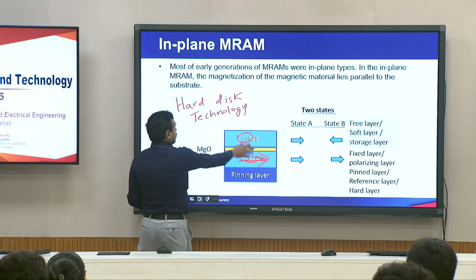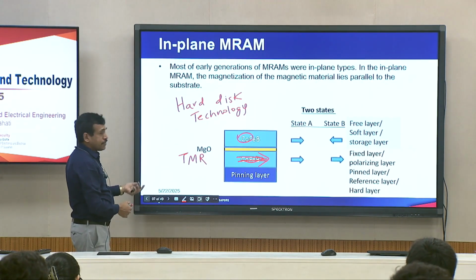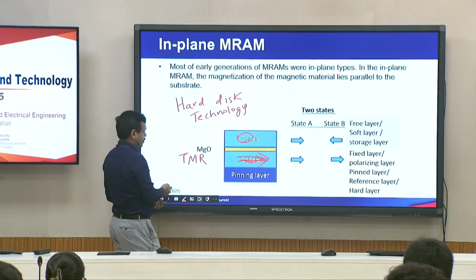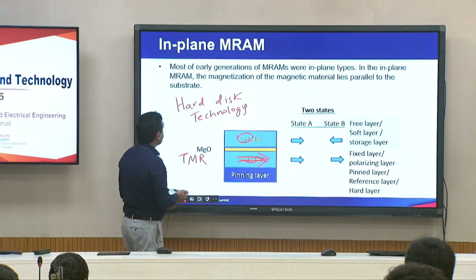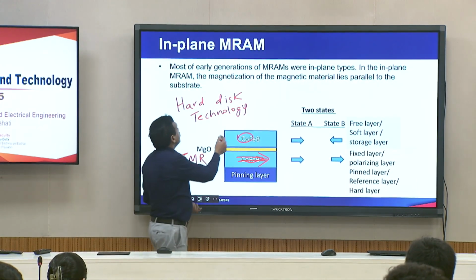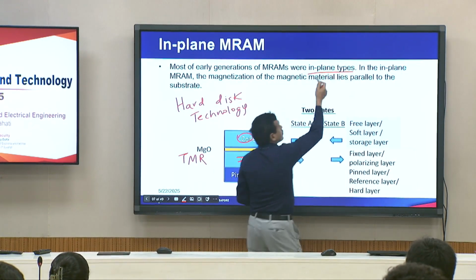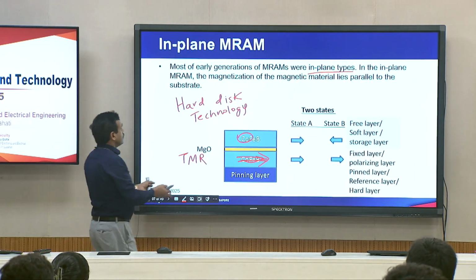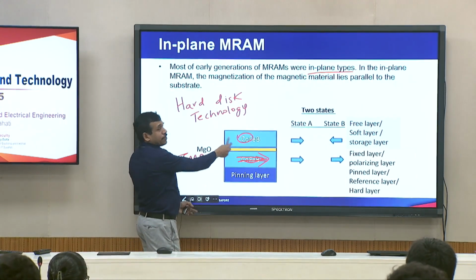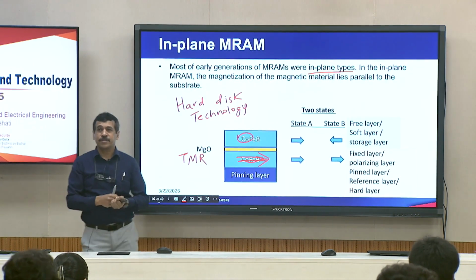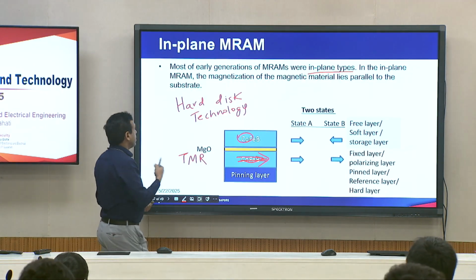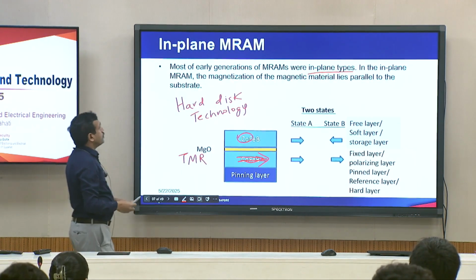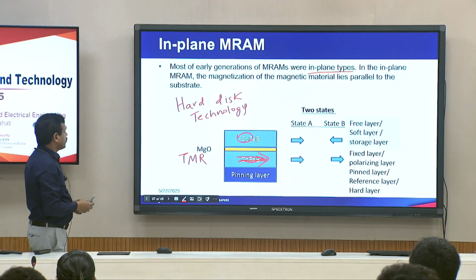When people were working on this concept, they thought, okay, we should try to make memory out of the same TMR or GMR devices that we are working on. That is the reason why the MRAMs of the earlier days were of in-plane type. It basically is like a spin-off. You do this one, but you also try to use the same sensor design for MRAM application. So that is one reason why most of the early generation MRAMs were of in-plane type.